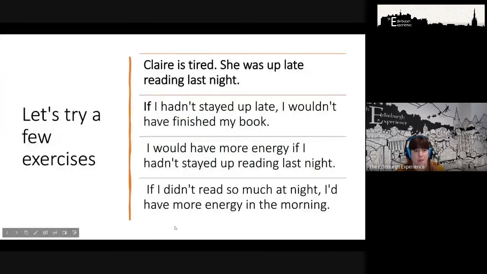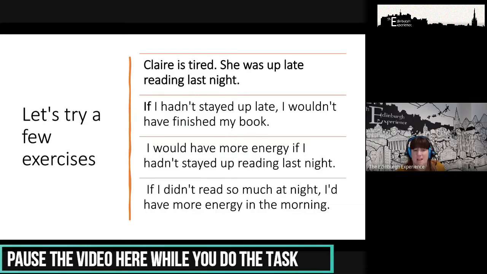Okay. So let's try a few exercises. Here's the situation. Claire is tired. She was up late reading last night. So look at these three examples, and I would like you to identify which one is a mixed conditional. Yeah. If I hadn't stayed up late, I wouldn't have finished my book. I'd have more energy if I hadn't stayed up reading last night. And if I didn't read so much at night, I'd have more energy in the morning.